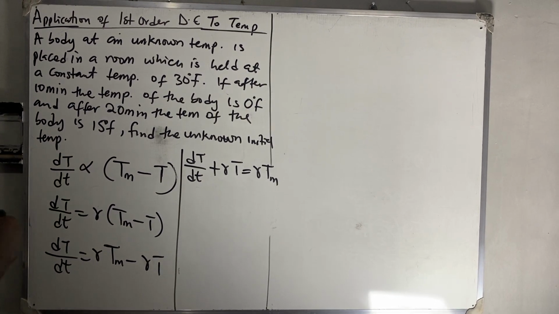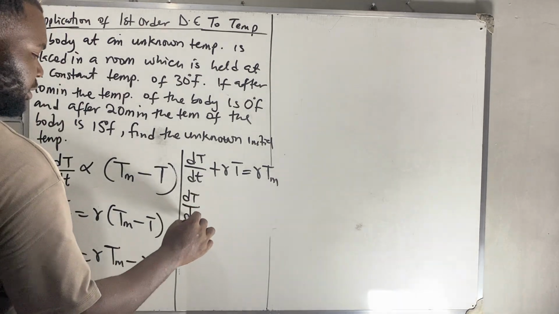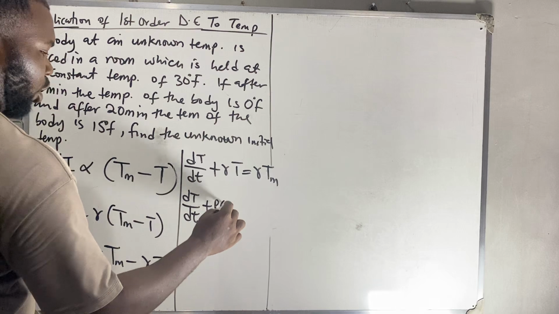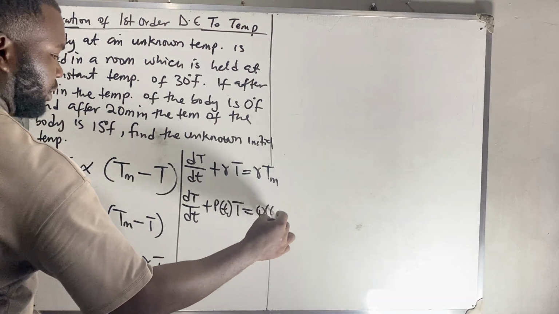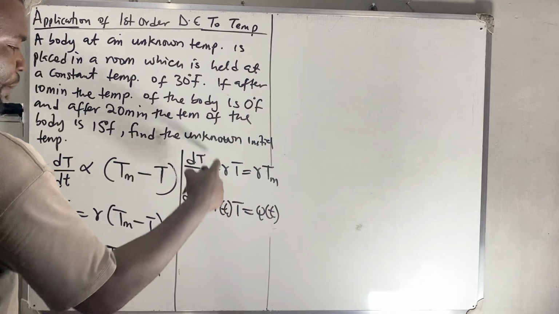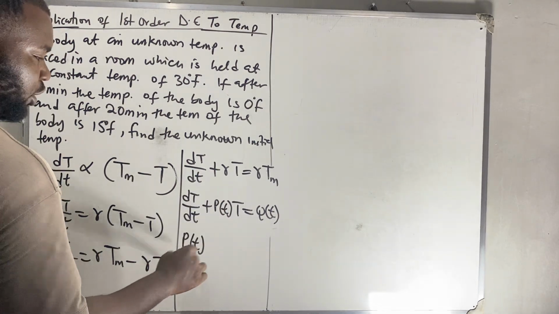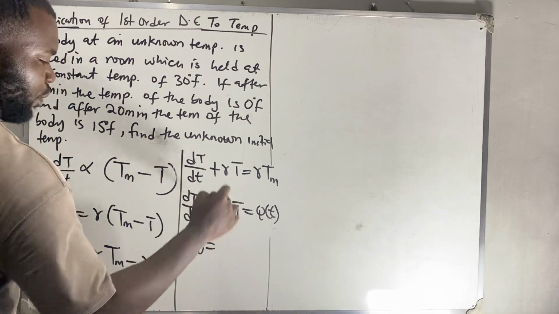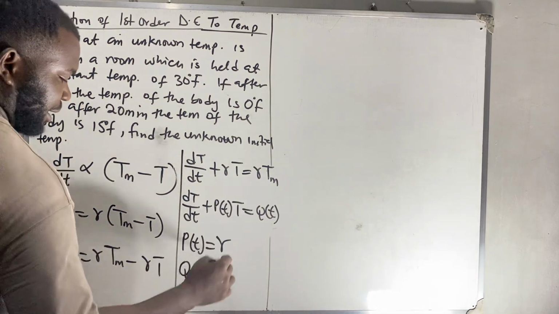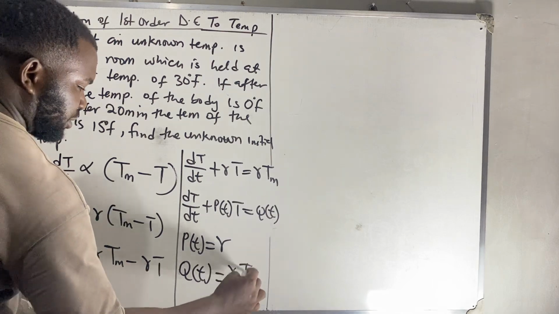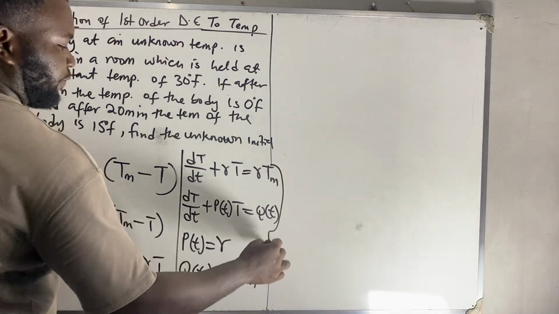The first order linear equation is given as dT over dt plus p of t T is equal to q of t. Now, which means that if I compare this equation, I'll see that the p of t here is the coefficient of T here, which is just r, and our q of t is the right hand side, which is rTm. Okay, so the next thing to find is our integrating factor.